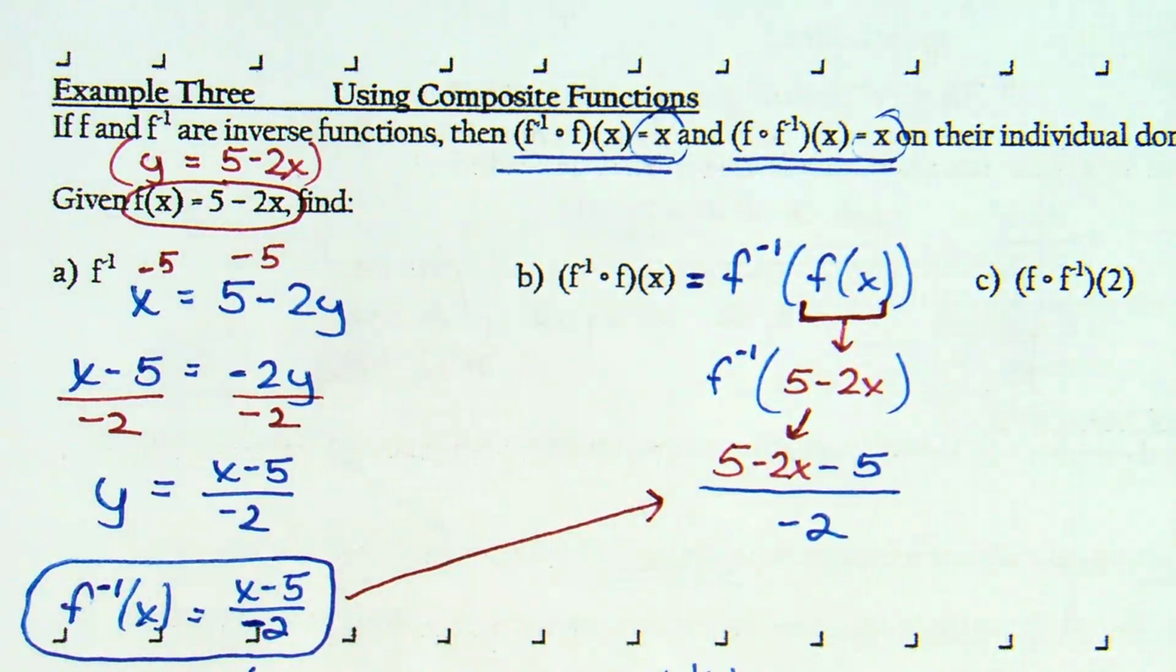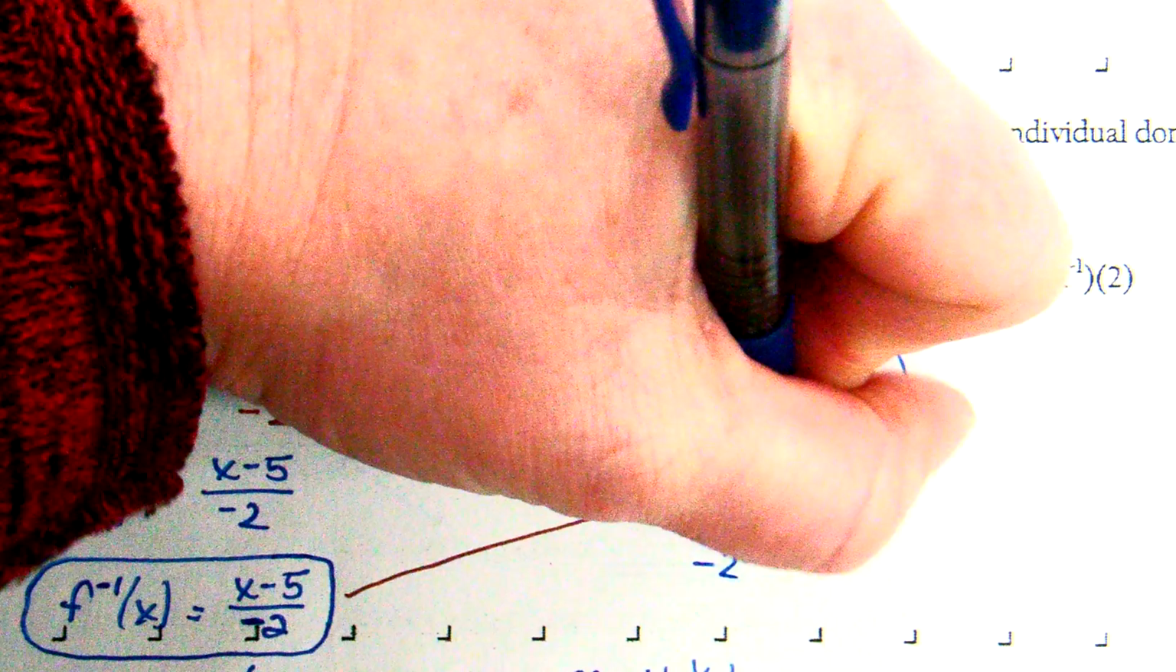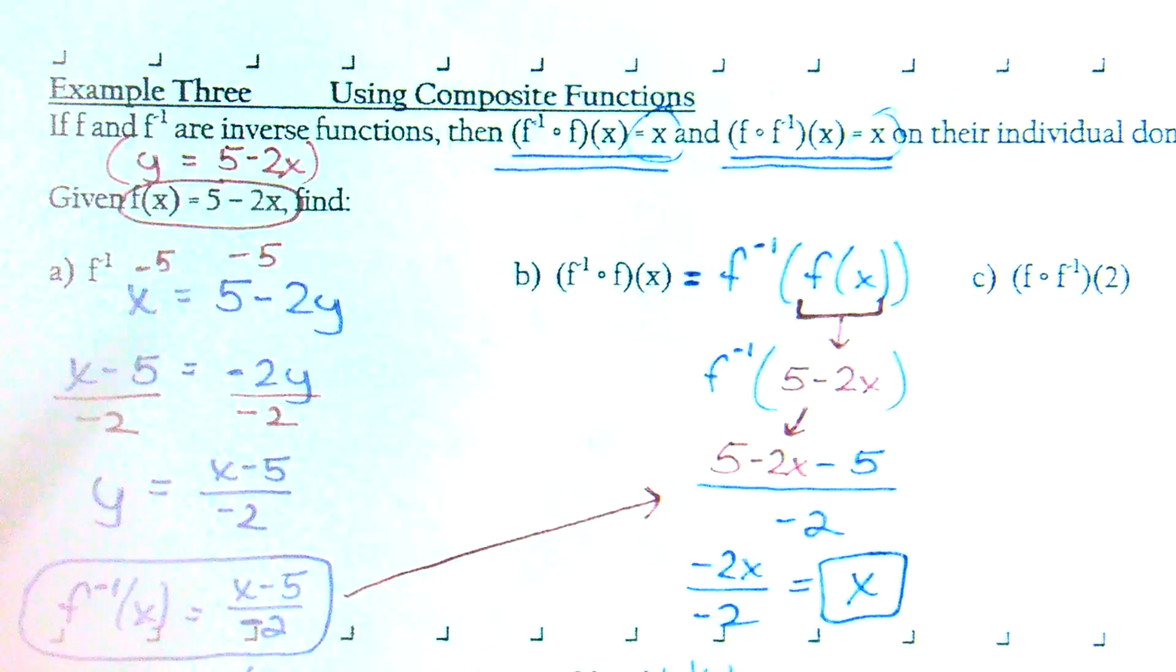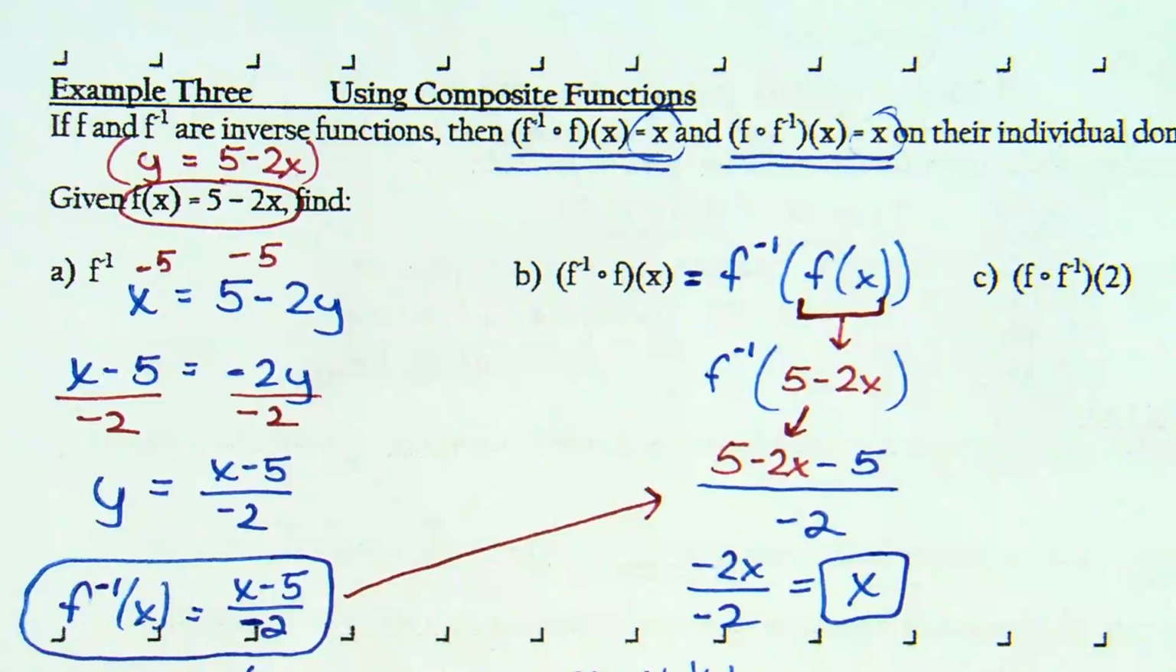Numerator. 5 minus 2x minus 5. 5 minus 5 is zip. So what am I left with? Minus 2x over negative 2. What is negative 2x divided by negative 2? X. Are you surprised? You shouldn't be. Okay?